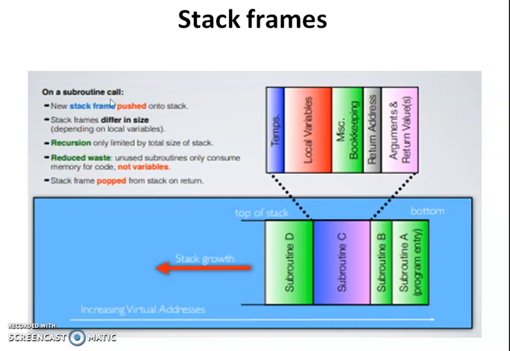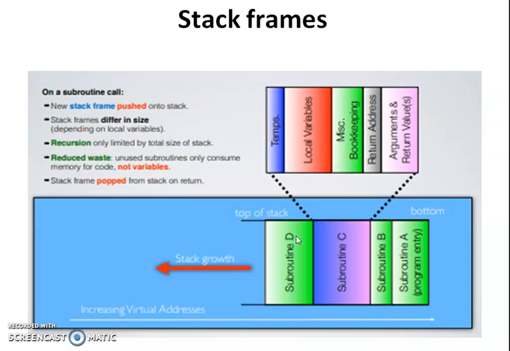On a subroutine call, these are the operations that happen. The stack frame will be pushed onto the stack, and the stack frames differ in size based on the local variables used within these subroutines, and recursion is only limited by the total size of the stack. There is reduced waste, that is, unused subroutines only consume memory for code and not for the variables.